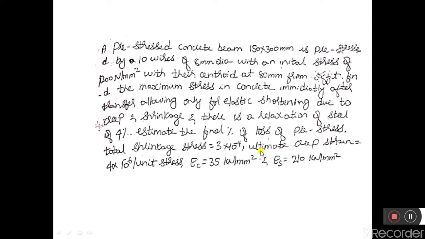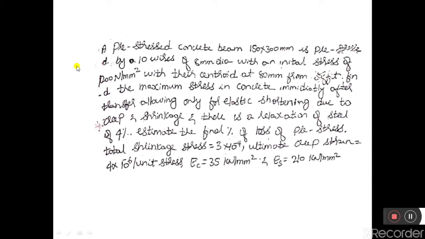Now let us consider one more example. So the question is, a pre-stressed concrete beam 150 by 300 mm is pre-stressed by 10 wires of 8 mm diameter with an initial stress of 1200 Newton per mm square, with their centroid at 80 mm from soffit. Find the maximum stress in the concrete immediately after transfer, allowing only for elastic shortening, then due to creep and shrinkage, and there is a relaxation of steel of 4%. Estimate the final percentage of loss of pre-stress.